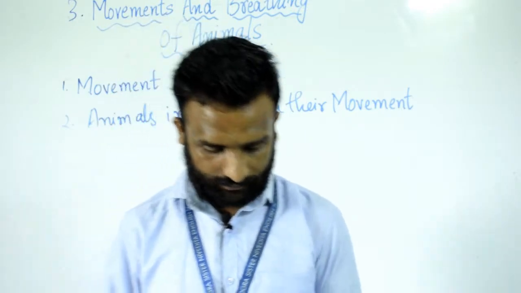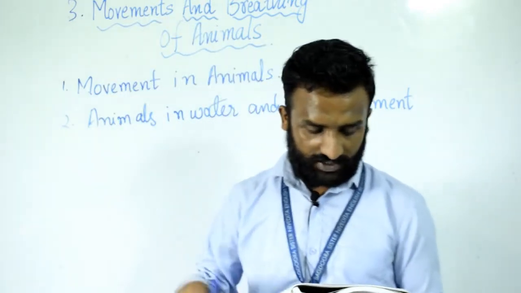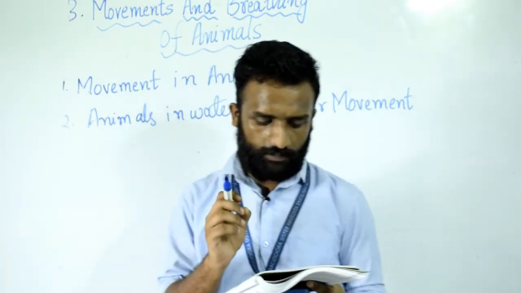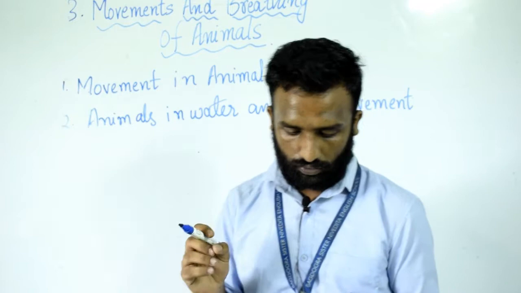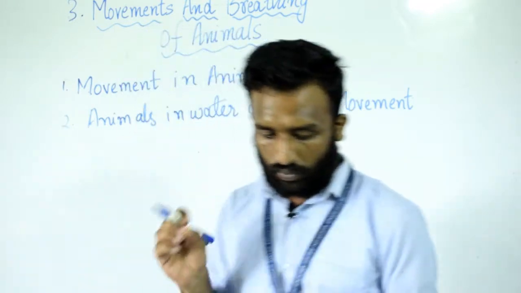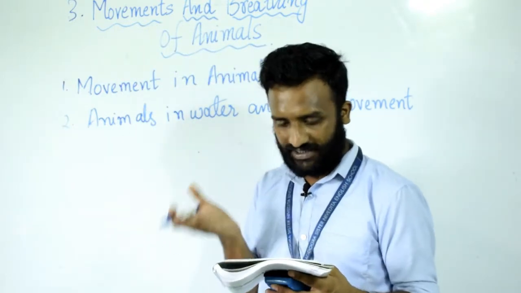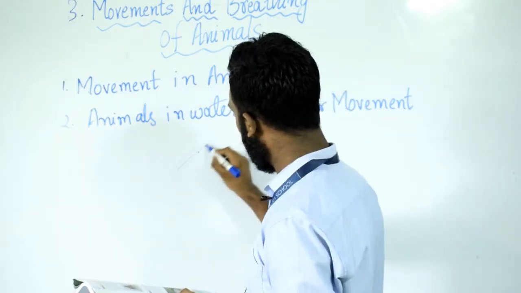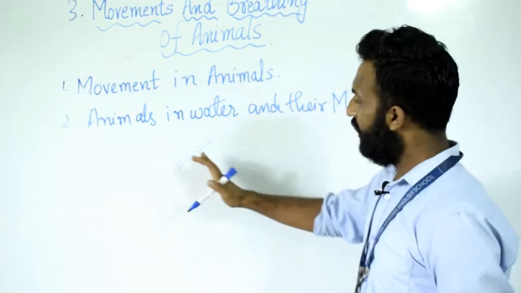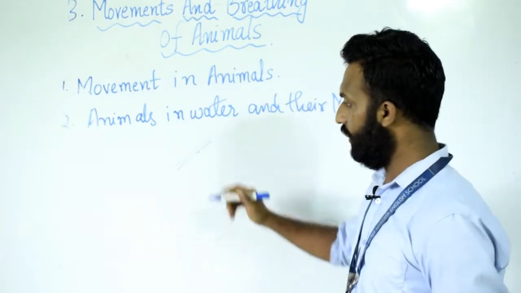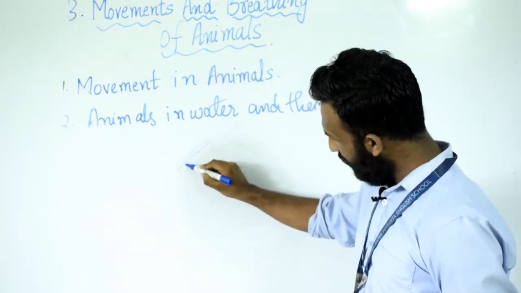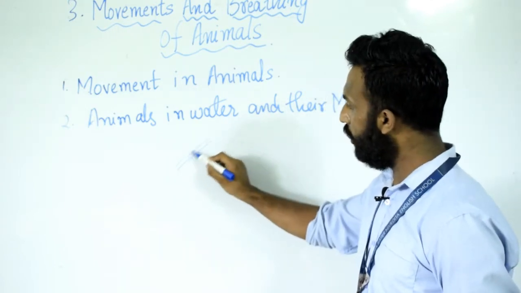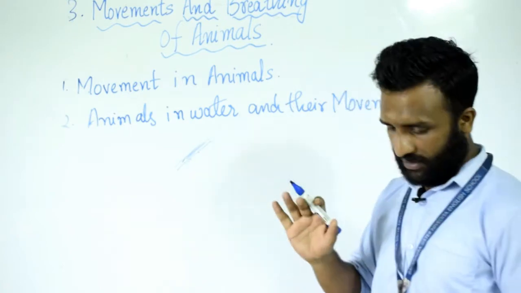Now birds. We are going to study about birds. The bones of birds are light and hollow. What it is saying is that the bones of the birds are light and hollow. Suppose this is the bone of a bird. It is light, you know what light means, and it is hollow. Inside there is nothing.